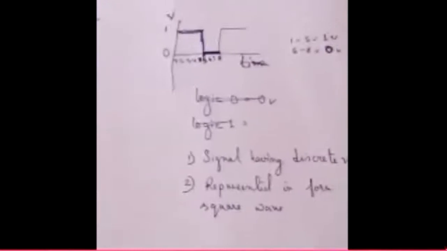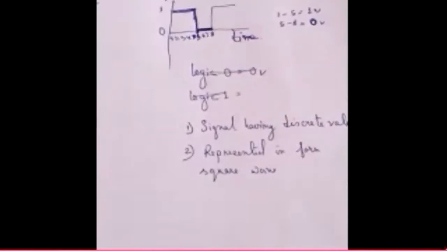So the basic well-known example is your switch. And the second difference is that analog signal is represented in the form of sine wave. This is known as sine wave. And the digital signal, since it is like a square, is represented in the form of square wave. So is it clear?